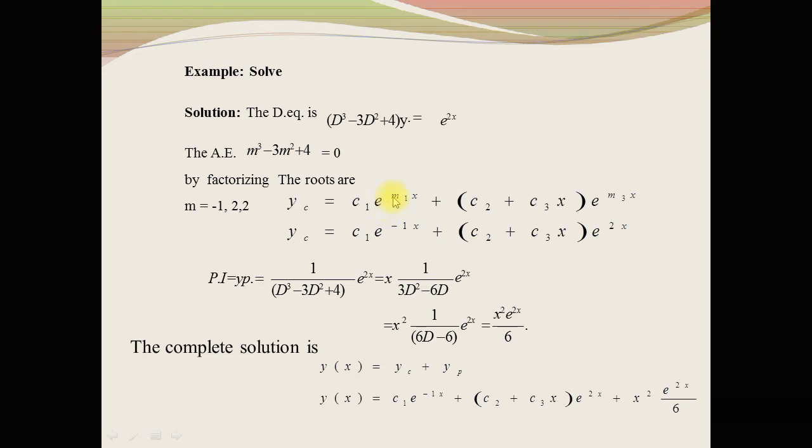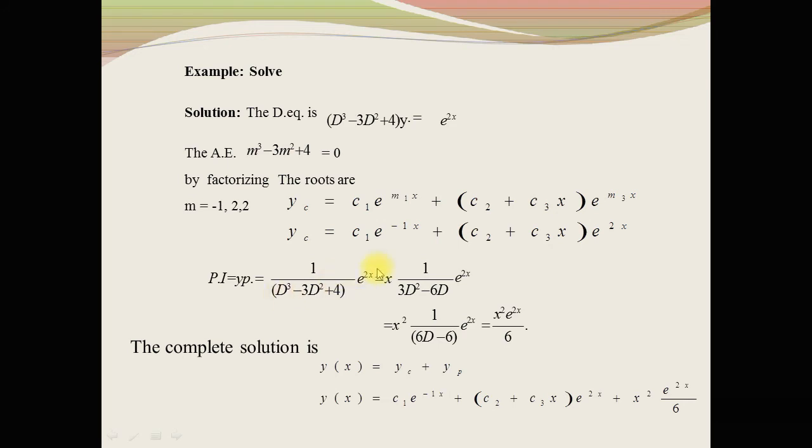Now putting the values of m1, m2 and m3, where m2 is equal to m3. So if we put here m2, we can also put here m3. Now the complementary solution is c1 e power minus x plus (c2 plus c3x) into e power 2x. Now for the particular solution, yp, shift this differential operator into the right hand side. We can write 1 over (D cube minus 3D square plus 4) into e power 2x.